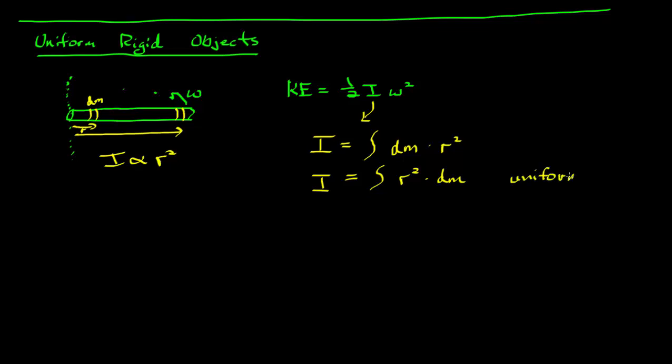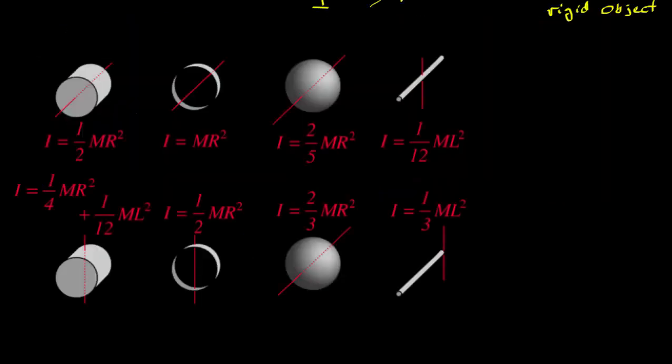Most of these are going to be given to you, uniform rigid objects. There's two that you have to know the derivation for, and that's a rod and a sphere. You have to be able to deal with those. But let me find a little chart for you. So here are some common equations for different rotational inertias.